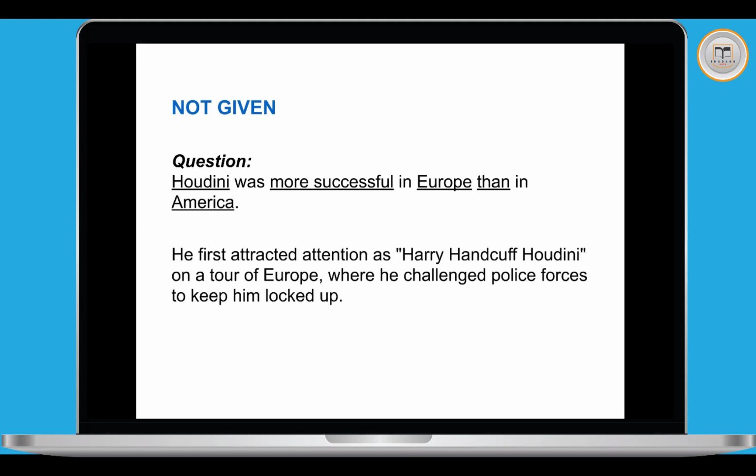Going to the passage, he first attracted attention as Harry Handcuff Houdini, underline that, on a tour of Europe where he challenged police forces to keep him locked up. We found something about Houdini and about Europe, but nothing about America and no comparison about more successful. So we have to say not given for that one. Not given means we don't know because we just don't have enough information to give an answer.